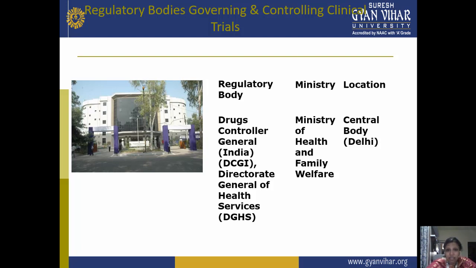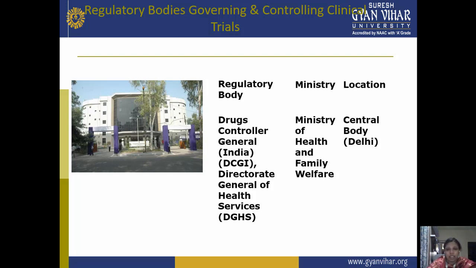So the regulatory body is the Drug Controller General of India, that is DCGI, and the Directorate General of Health Services, that is DGHS, which works under the Ministry of Health and Family Welfare. Its sub offices are there, but the main head office of DCGI and DGHS is located in Delhi.